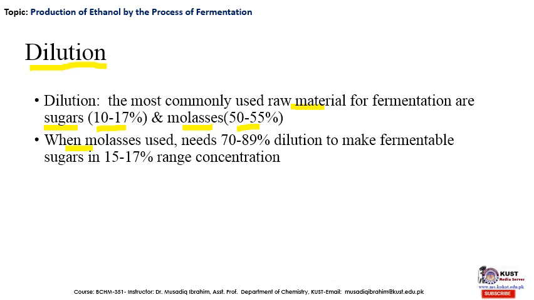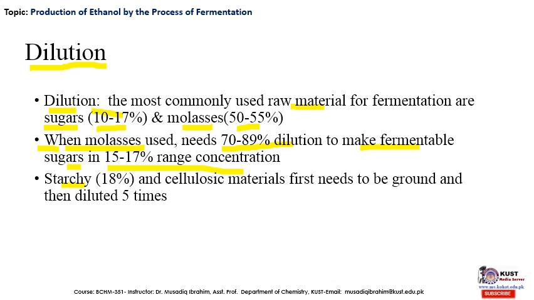Now, when the molasses are being used for the fermentation process to initiate and prosper, it needs 70 to 89% dilution, so as to make the fermentable sugars in the 15 to 17% range concentration. So it means that when you are diluting the molasses, automatically you are diluting the sugars, and they are reaching a percentage within the range of 10 to 17%.